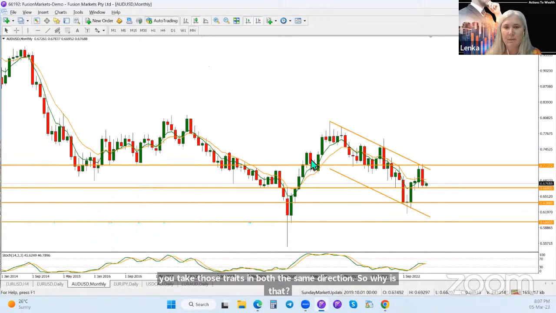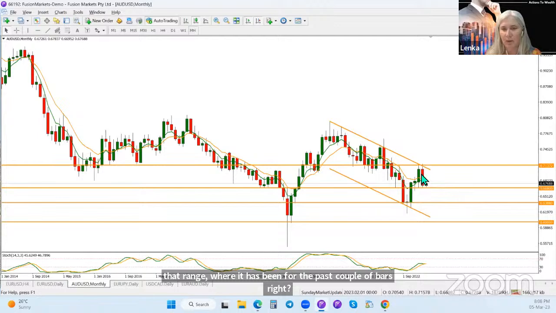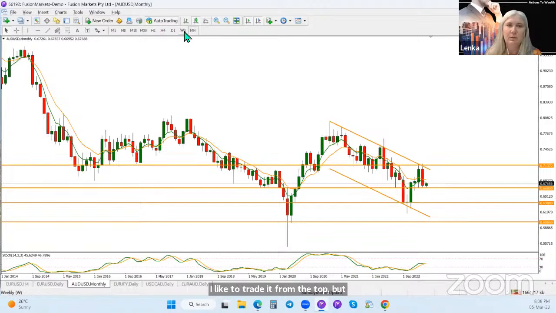Okay, so on the monthly, the Aussie has been going down, and really I want to be trading this short. However, the price action at the moment is at the bottom of that range where it has been for the past couple of bars, right? So this is a monthly chart, so each bar is a whole month's worth of data. So for 3 months, it's been in that range. I like to trade it from the top, but it's not at the top.